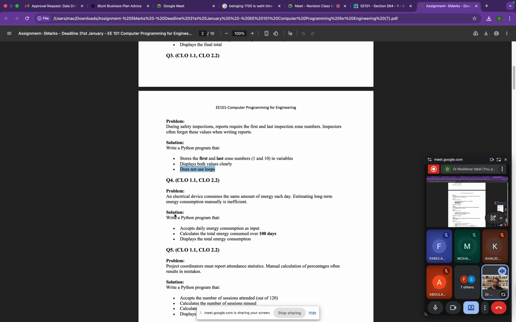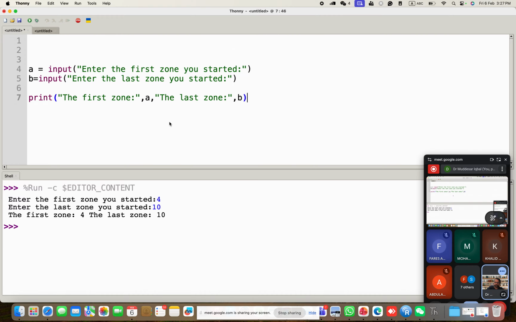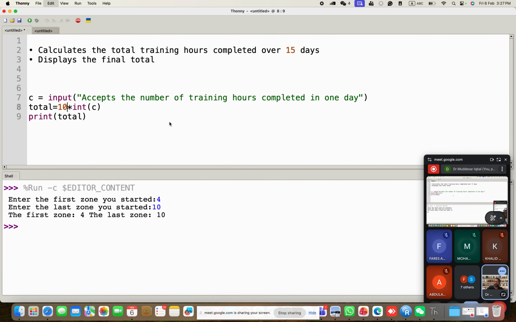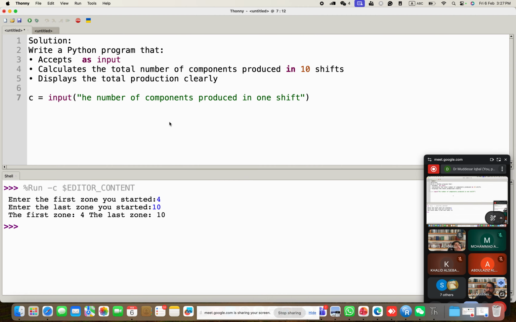Okay. Next one is electrical device consume the same amount of energy each day. Estimating a long-term energy consumption manually is inefficient because you can't know how much it will produce in 1 day, 10 days, 100 days. I tell you what, it's exactly the same question which we did first time. So I'm going to go back to the first time question, all right? Okay, so how many questions are similar? At least 4, Doctor. 3. At least 3. So far what we did.